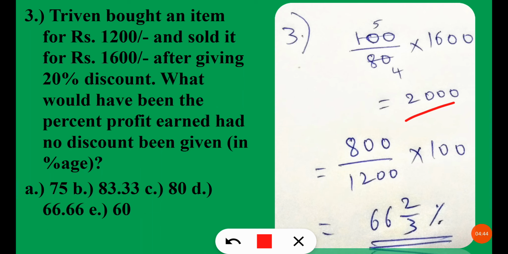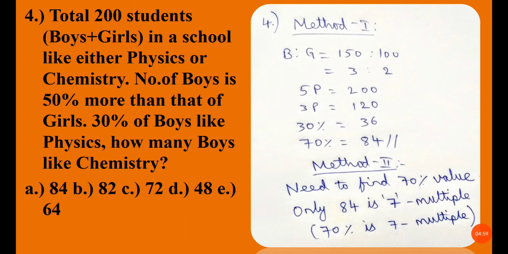The profit is 800. From where this 800 came? 2000 minus 1200 rupees equal to 800 rupees. 800 by 1200 into 100. The resultant will be 66 by 3%. Option D is the correct answer. Moving to the fourth question.